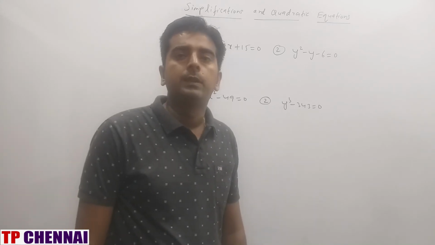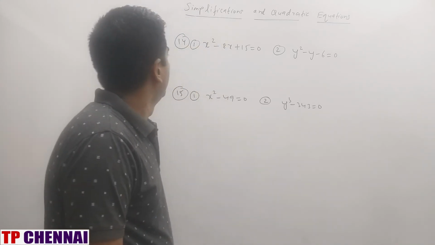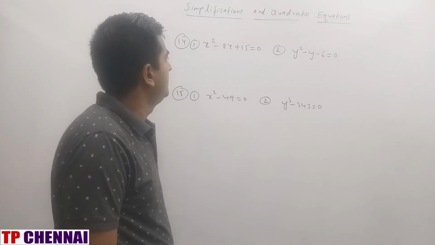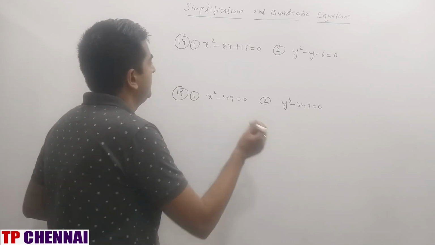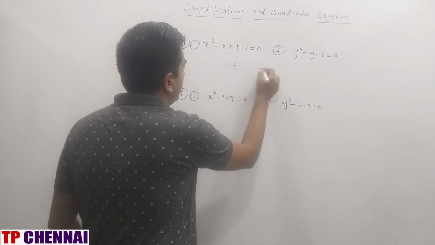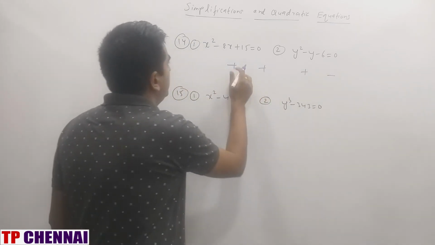So I hope you are clear with the first three quadratic equations. Now we'll see the last two quadratic equations. X square minus 8x plus 15 is equal to 0. Y square minus y minus 6 is equal to 0. So signs are negative, positive. This will be plus plus, and this will be minus minus. So this will be plus minus.